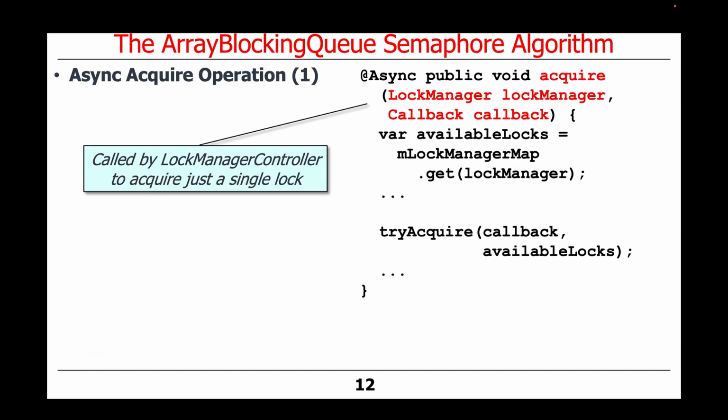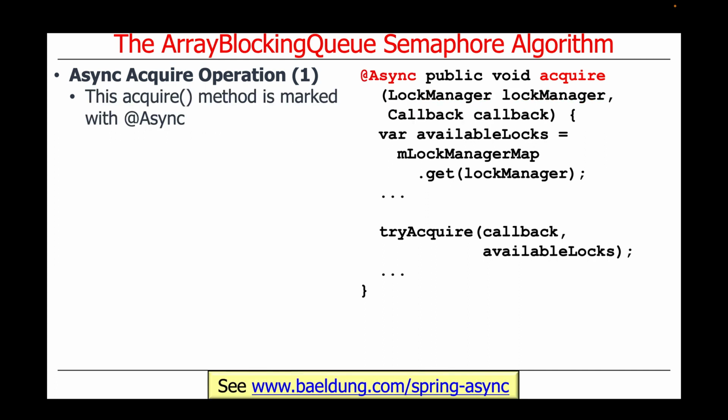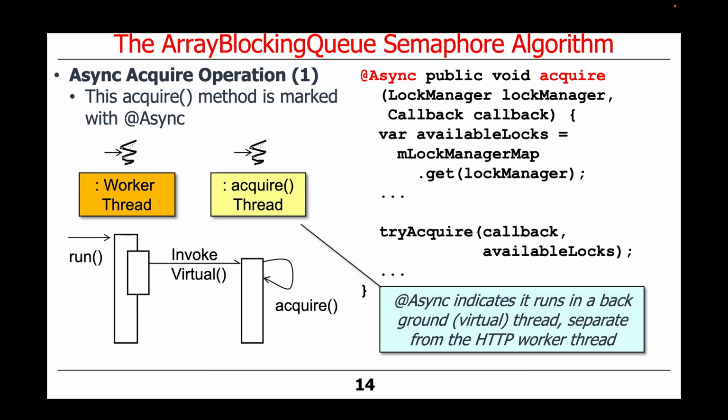There's a couple of async acquire operations. Let's take a look at the first one that will just acquire a single lock. Recall that this method is called back by the controller's acquire method, and remember it passed in the callback object as the second parameter. So we mark this method with the async annotation, and that means it's going to run in a background thread, and that background thread will be created automatically by the bean that we have auto-wired so that that will be handled for us.